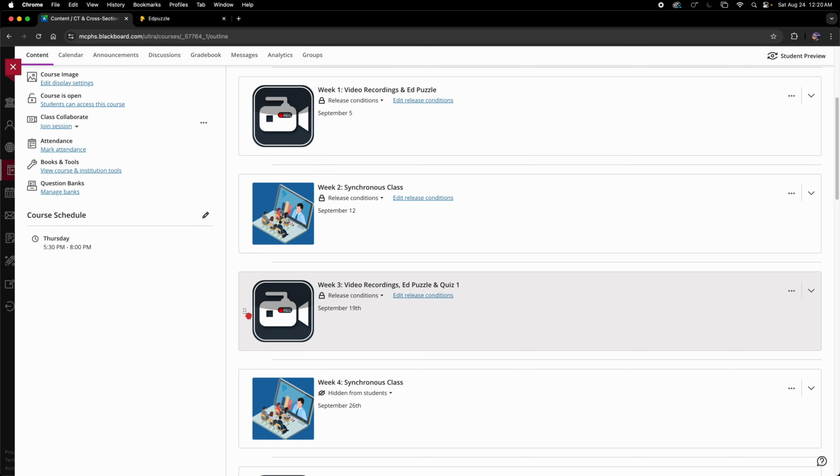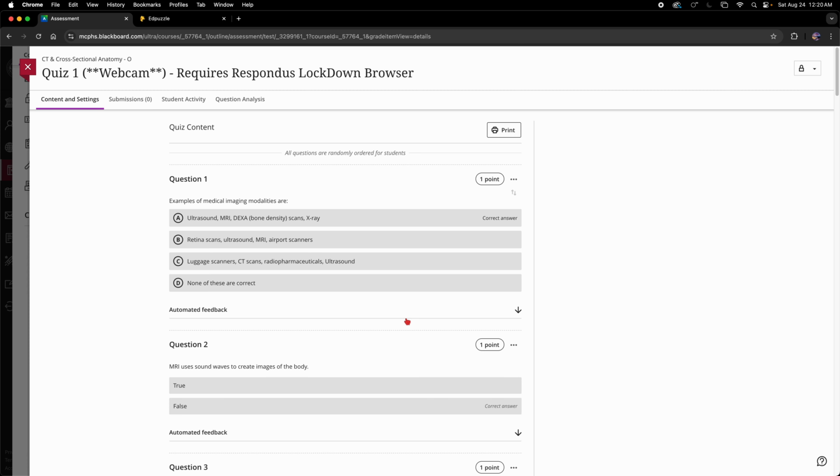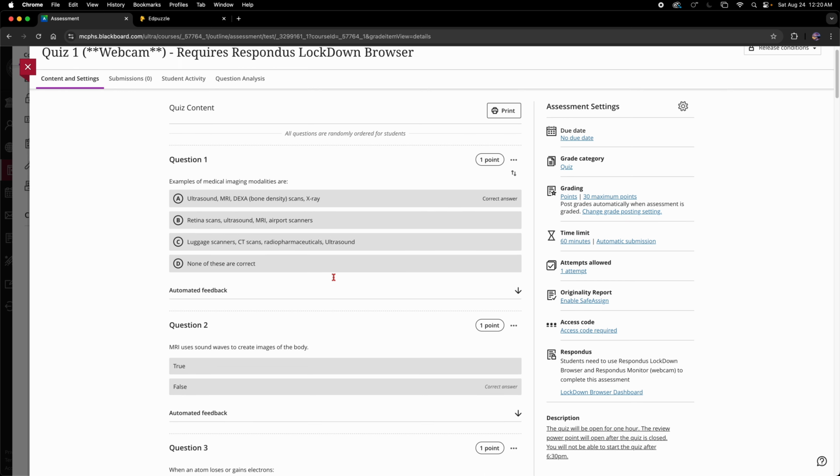All right, so let's go over the quiz really quickly. It might take, hopefully not too long. We'll go through the questions and answers one by one, and I'll provide expanded explanations as necessary. Question 1. Examples of medical imaging modalities are, obvious answer will be ultrasound, MRI, DEXA for bone density, and X-ray. Number 2.